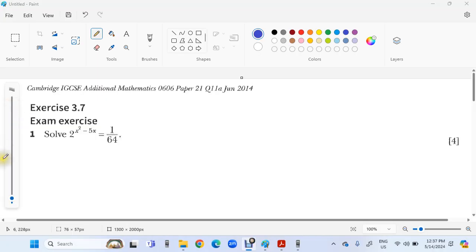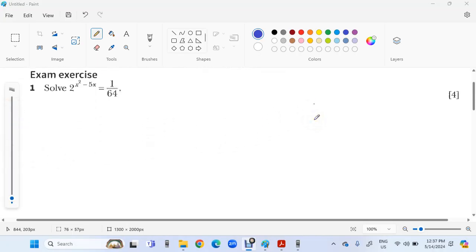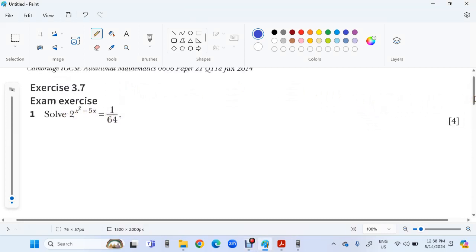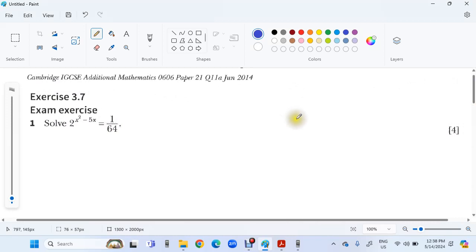Okay, we look at the exam exercise number 1. So we have 2 power x squared minus 5x equal to 1 over 64. When we look at the 64 and 2 here, we know that actually 64 is from the family of 2.